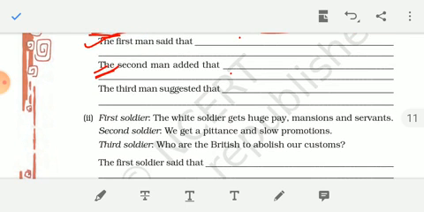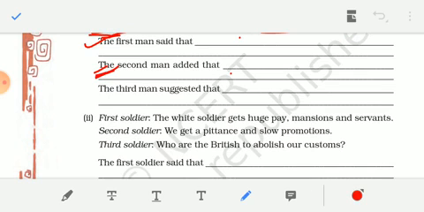Now the second one, we said that the second man added that they must try to improve their material condition. And the third one, what we said: the third man suggested that they must convey their grievances to the British Parliament. So this is how you have to change.